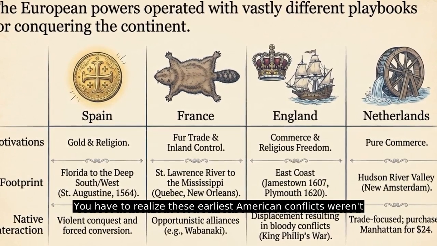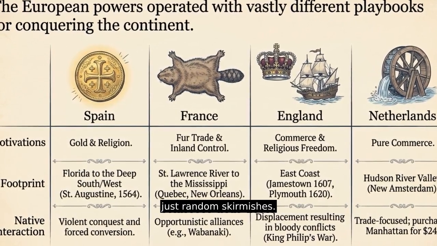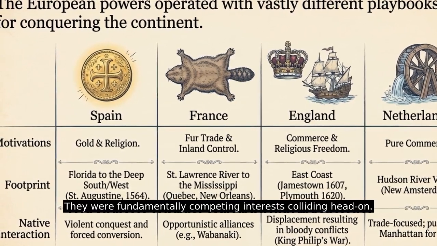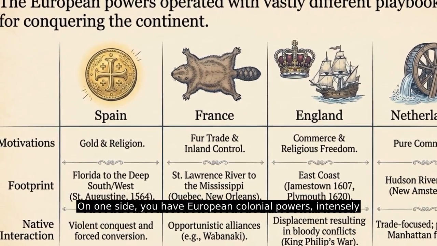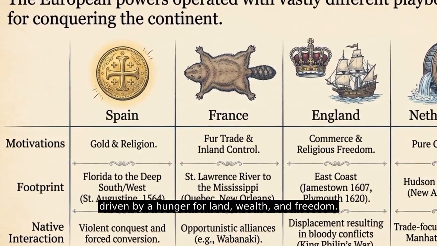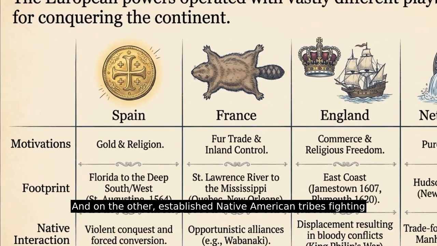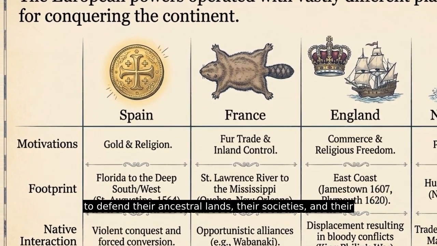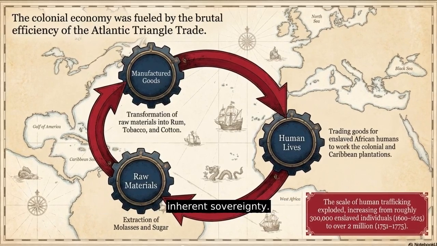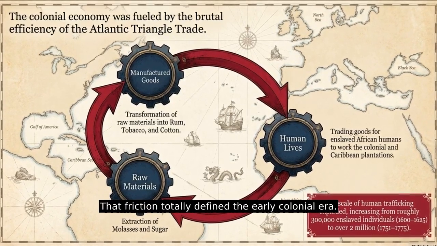You have to realize these earliest American conflicts weren't just random skirmishes. They were fundamentally competing interests colliding head-on. On one side, you have European colonial powers, intensely driven by a hunger for land, wealth, and freedom. And on the other, established Native American tribes fighting to defend their ancestral lands, their societies, and their inherent sovereignty. That friction totally defined the early colonial era.